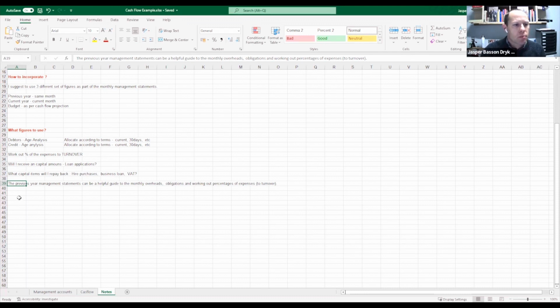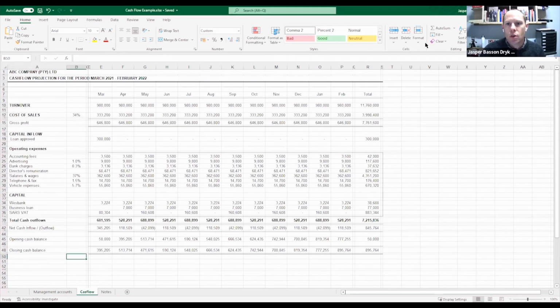And then, like I mentioned, the previous year's management statements can be a very helpful guide for your monthly overheads, obligations, and working out the percentage of expenses to turnover. So everything of that we will try to incorporate into our cash flow. So if I head to my cash flow, I'm trying to use the management statements and the cash flow of a specific company so that we can do a good comparison.